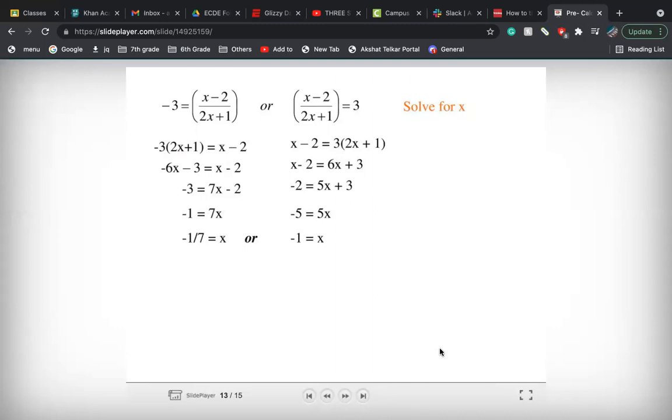On the other side, you're going to go negative 3 times 2x plus 1, which will make it negative 6x minus 3, which would then give you negative 3 equals 7x minus 2, because you want to isolate it. You continuously want to isolate the x variable, and you'll end up with x equals negative 1/7.